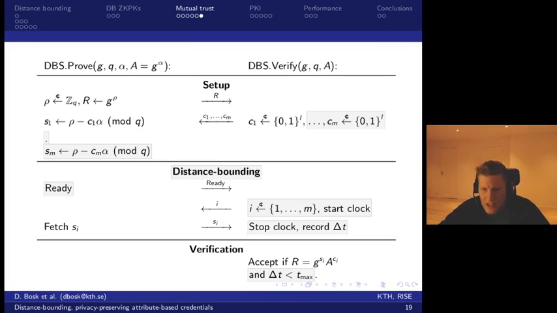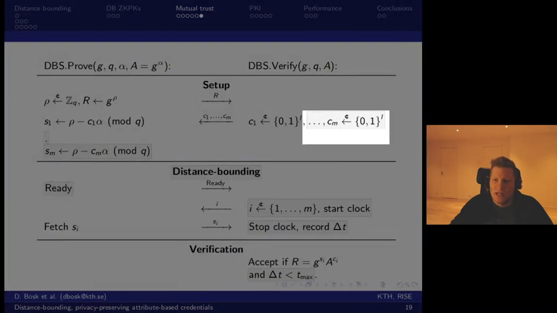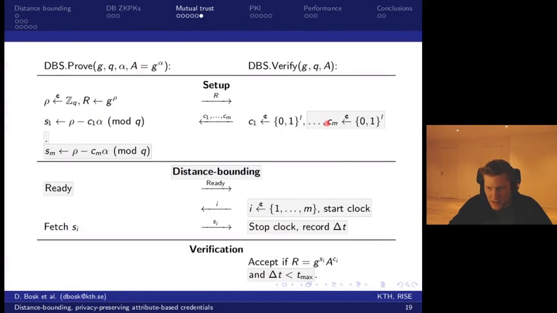So the modification that we make in this protocol is that we have several challenges. All the changes are highlighted. So we have several challenges, and we send all of them to the prover. The prover computes all the corresponding responses. Then in the distance bounding phase, the prover will say, okay, I'm ready, I've pre-computed all the responses. Then the verifier will pick one of the challenges to use, start the clock, and send the challenge.